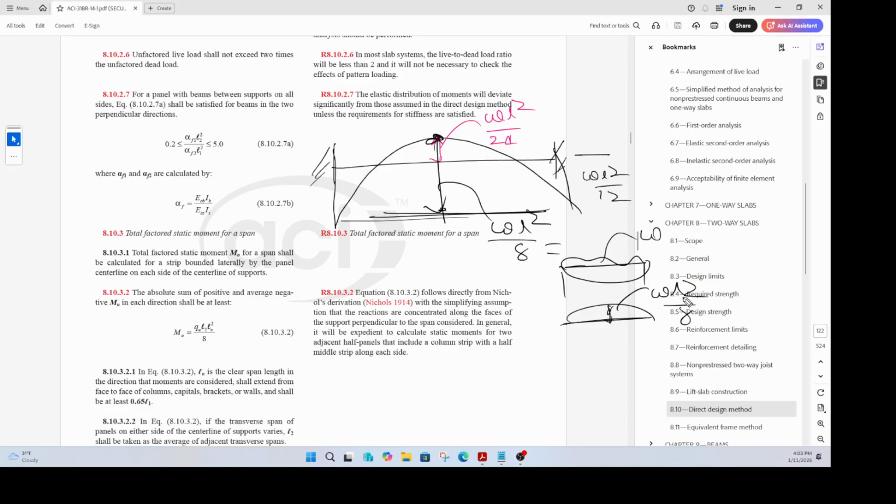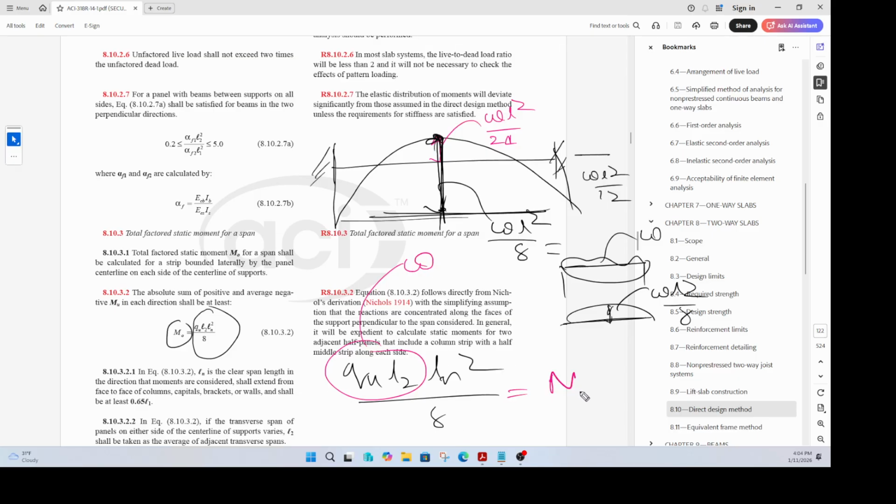Okay, so the static moment is called M naught, and that is computed. The static moment is from here to here, and that is computed as, if you see, similar to WL square by 8, where currently it is Qu L2 Ln square by 8. So if you treat this component as your W, then this whole thing is equal to your static moment M naught. Okay, so Qu times L2 times Ln square by 8.